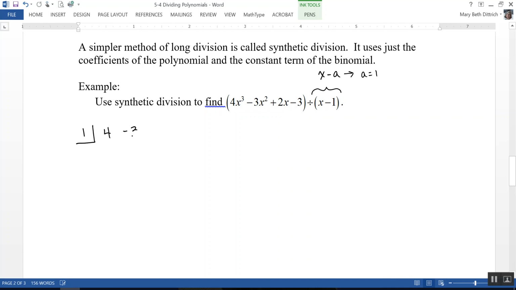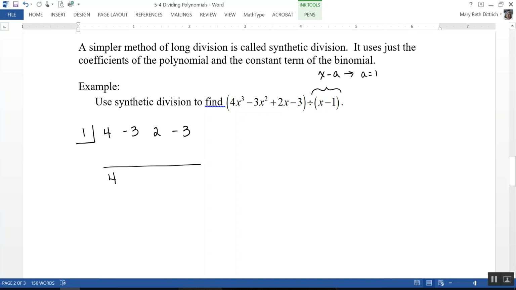So 4, negative 3, 2, and another negative 3. Now I'm going to leave a line right here blank because I'm going to fill in some numbers there, and draw a line down here. My first step is to bring down whatever my first coefficient was, so bring down a 4.